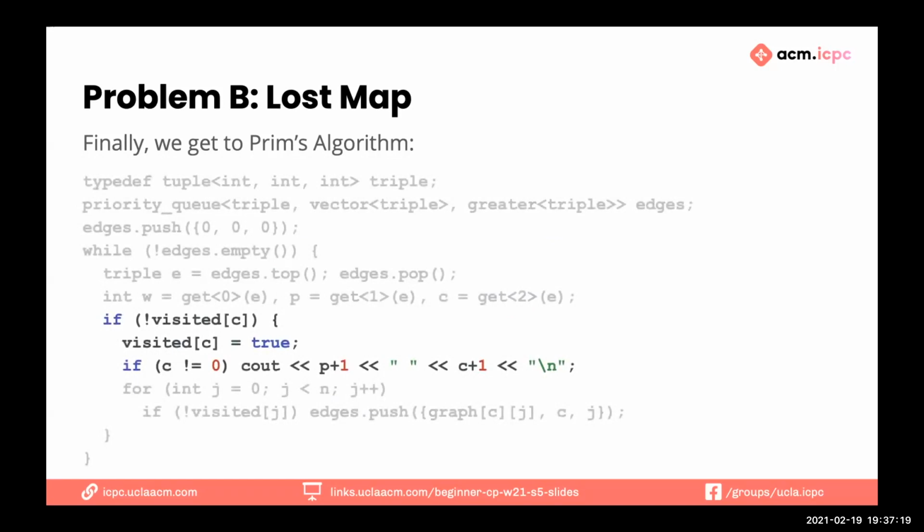And if C is not equal to 0, we print out P plus 1 and C plus 1. Firstly, this condition of checking C is not equal to 0 is just to ignore the first iteration, when we've added the first node for the first time. And the P plus 1 and C plus 1 is because the problem statement has villages indexed starting from 1. So just to make sure that things make sense with our 0 indexing, we add 1 to make it 1 indexed.